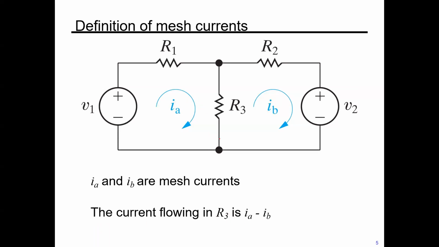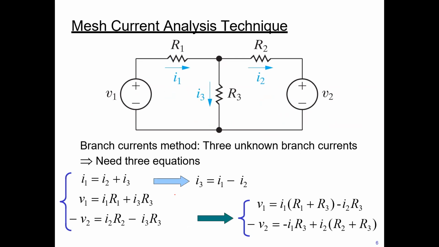The reason for that is because IA is going down across here, but IB is coming this way and then going up the other way. So the difference, IA minus IB, is the current that flows through R3. Mesh current analysis is very simple and easy, but first of all we must understand this.